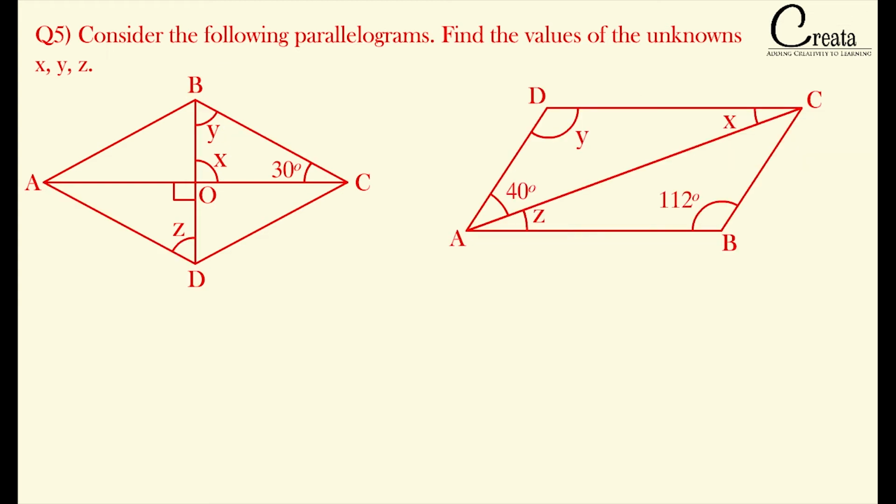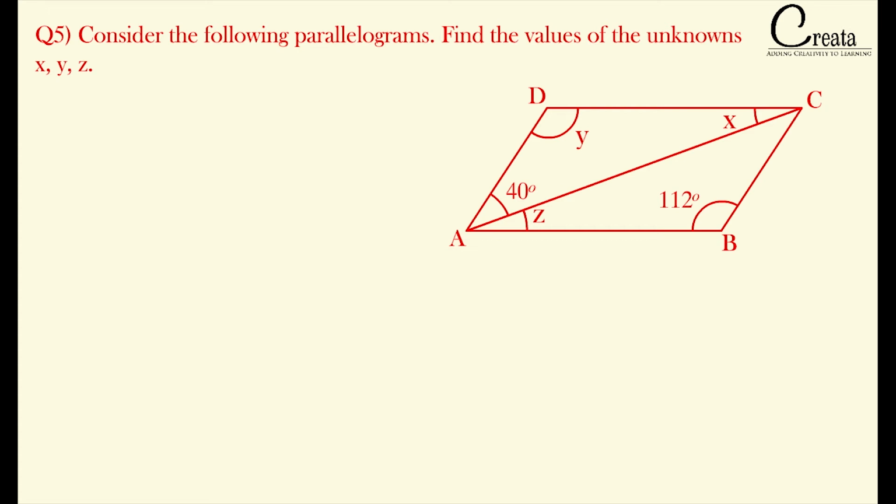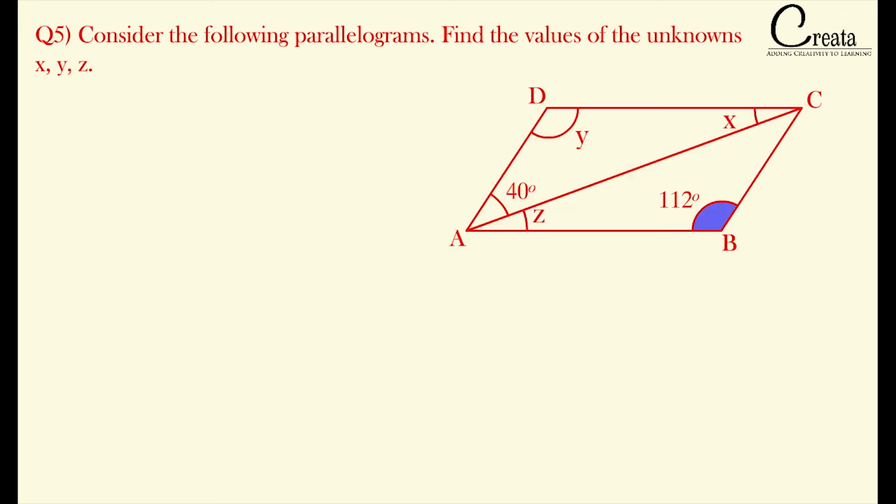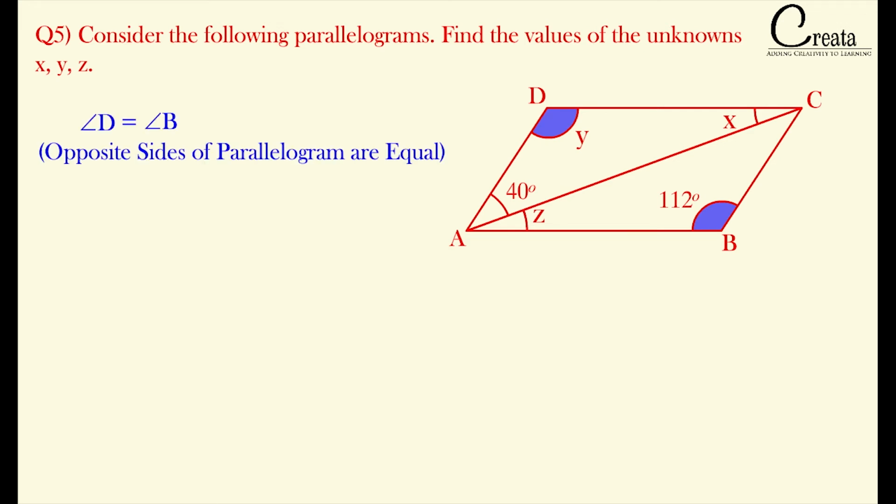Moving to the next figure. In this figure also we have to find the value of x, y and z. ABCD is given as a parallelogram. Angle B is given as 112 degrees and angle DAC is given as 40 degrees. We know in a parallelogram the opposite angles are equal to each other. So angle D will be equal to angle B, and angle B is 112 degrees and angle D is y. So we got y as 112 degrees. So we got one unknown.